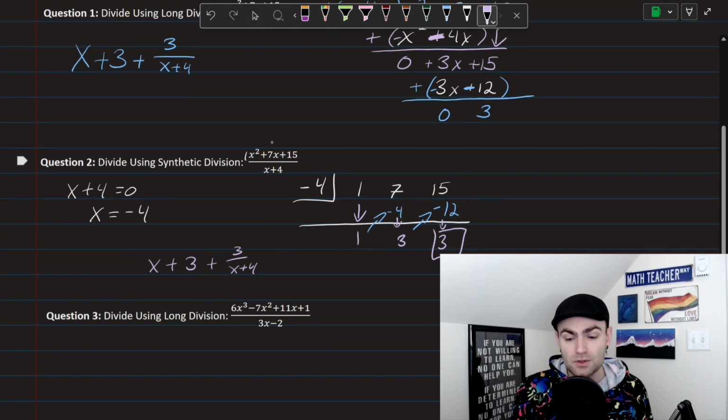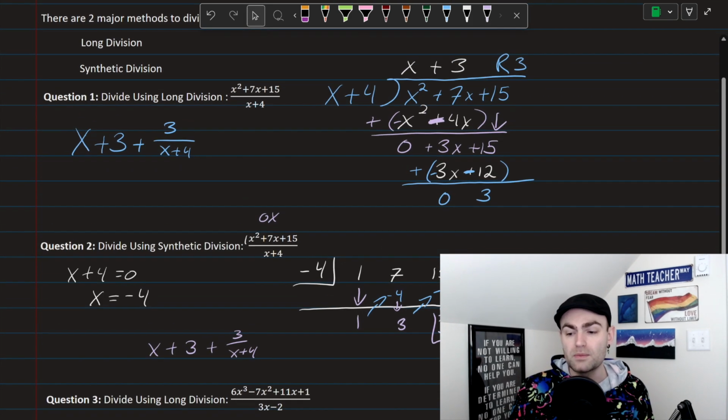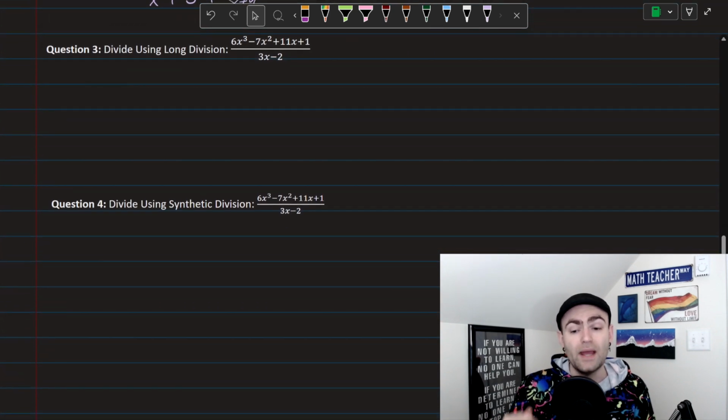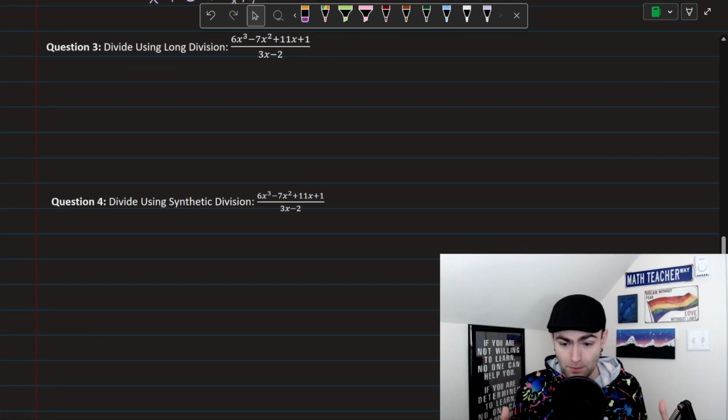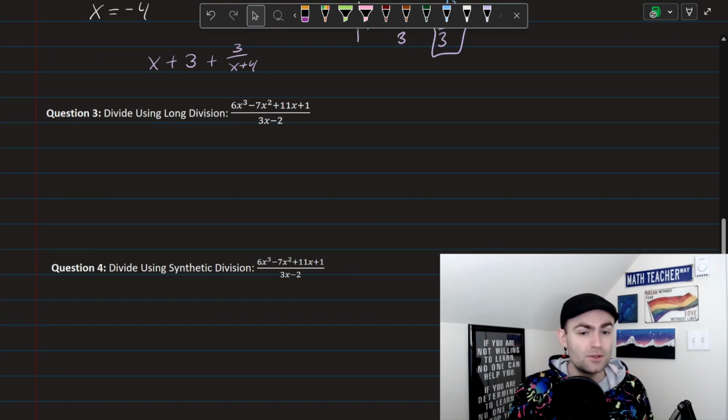So if I was missing the linear term, I would write 0x, which I would replace the 7 with a 0 there, or I would put a 0x with my long division here. So let's do a slightly harder one for both. So again, we're going to do the exact same one 2 different ways and see what happens.